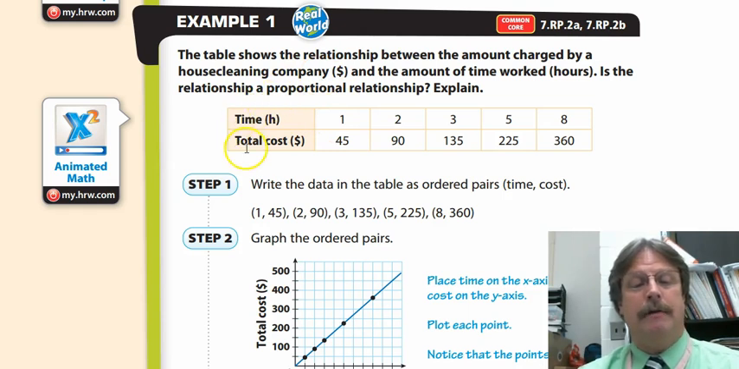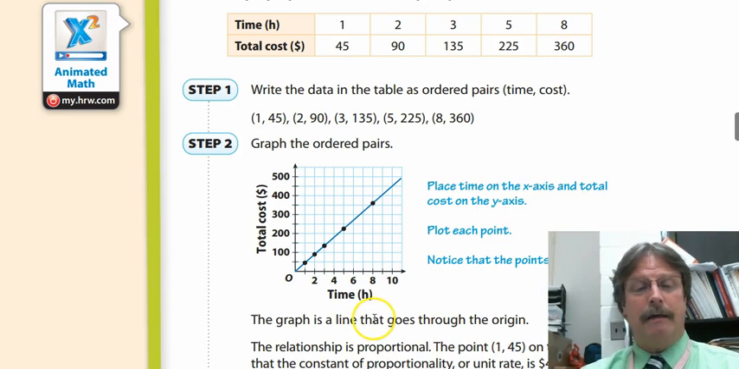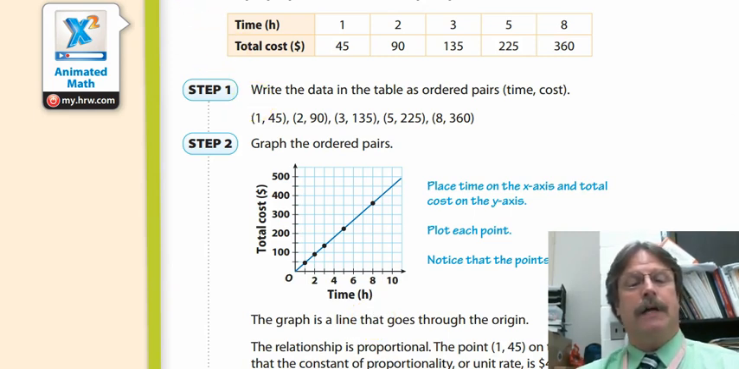Okay, here's time, here's total cost. So who controls who? Which one is the independent? Which one is the dependent? Do the hours control the cost, or does the cost control the hours? So they already set it up down here. They've kind of given you a hint. Okay, so time controls the cost. So time is going to be the x and cost is the y.